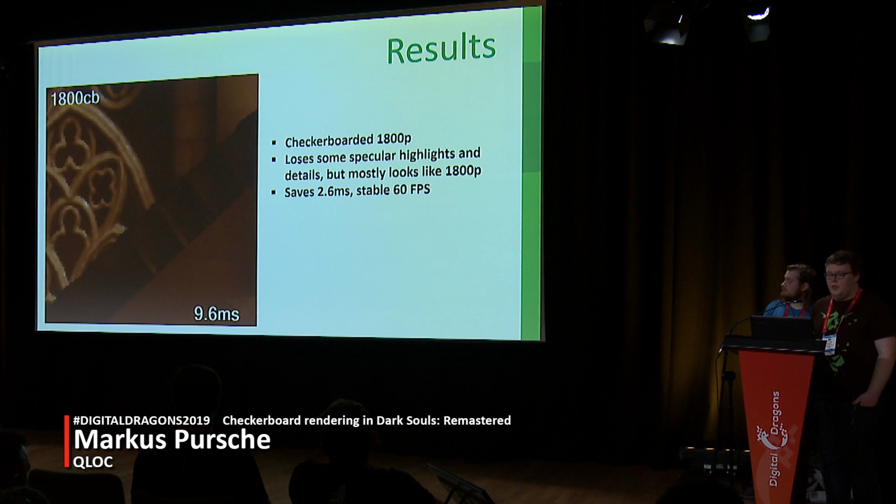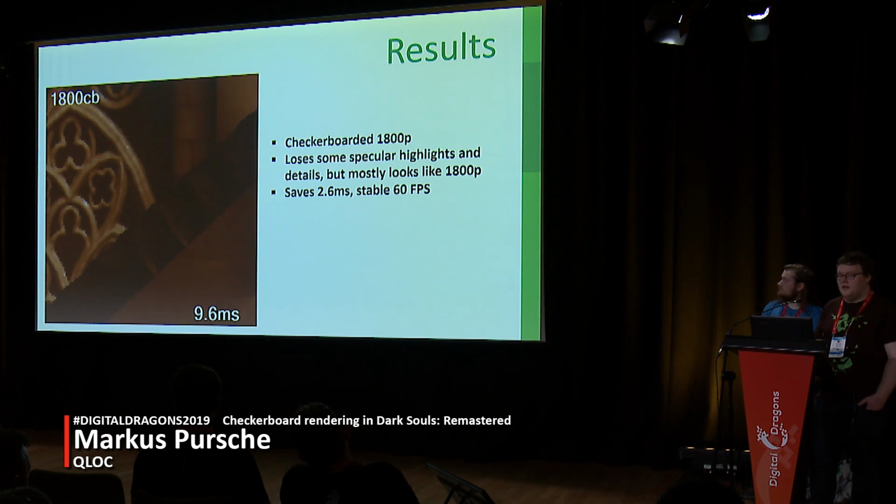Here we have 1800p with checkerboarding. Compared to regular 1800p, it looks pretty good. We lose some specular highlights and texture details of the window, but it still mostly looks like regular 1800p, especially the edges. With checkerboarding, we save 2.6 milliseconds, which firmly pushes us under our target frame rate, even with a lot of particles and in multiplayer. This is the resolution we decided to use on both PS4 Pro and Xbox One X, and it gives us a very stable 60 FPS. Here you can see the difference again.